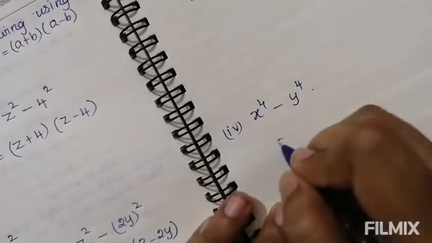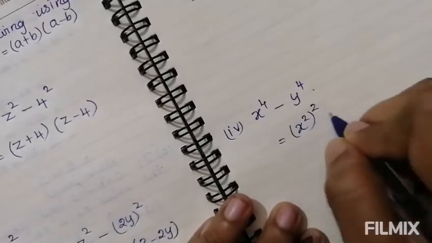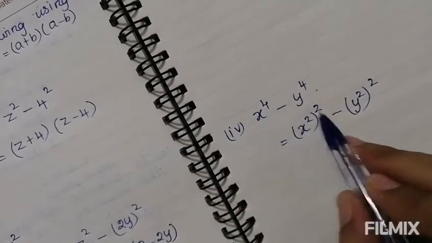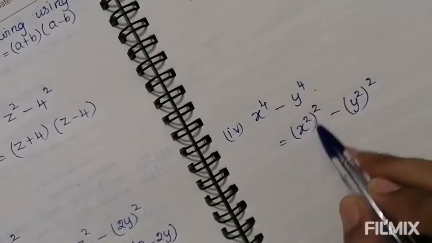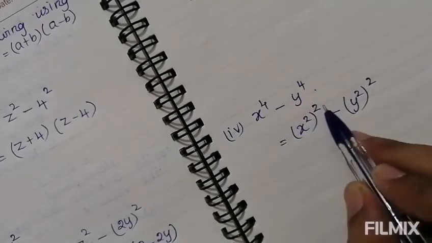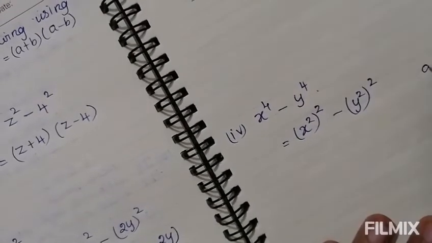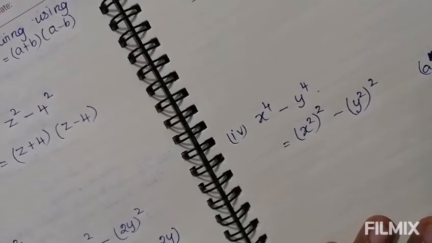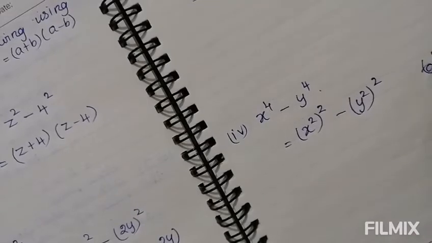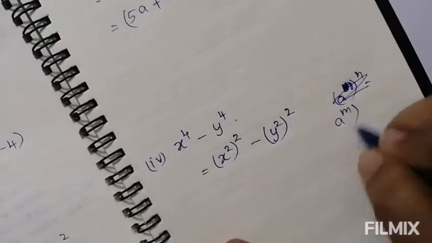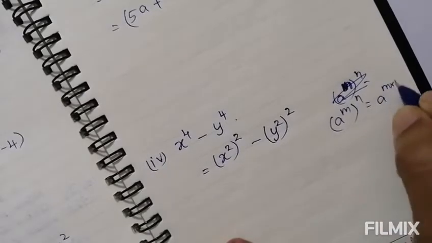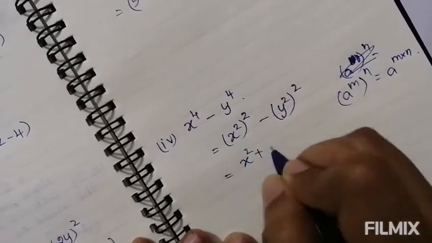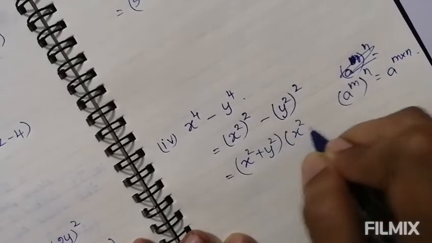So here also we can write as (x square) the whole square plus (y square) the whole square, because the power should be only square, not power 4. So we write like this: (x square) the whole square means x power 4. Similarly for y square the whole square. That is (a power m) the whole power n. In the second term algebra lesson we studied this: (a power m) the whole power n is equal to a power m into n. Using this formula here, it is equal to (x square plus y square) into (x square minus y square).